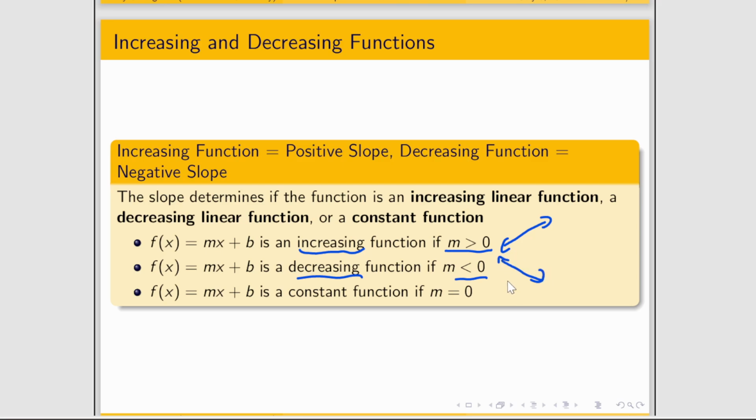As y gets smaller, x gets bigger, or as y gets bigger, x gets smaller, either way you want to think of it. And then it's constant if it's straight across. So that would look like something like y equals 0x plus 2, but 0 times x is 0, so you're just left with something like y equals 2.